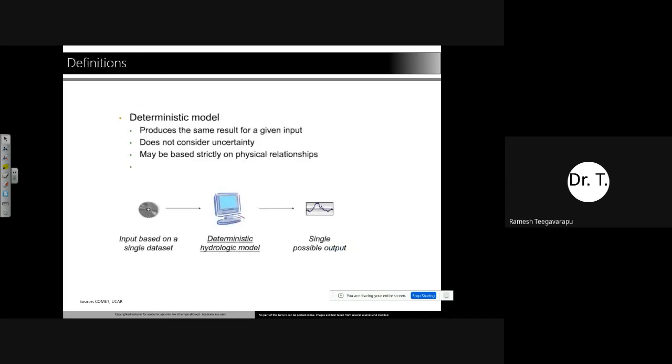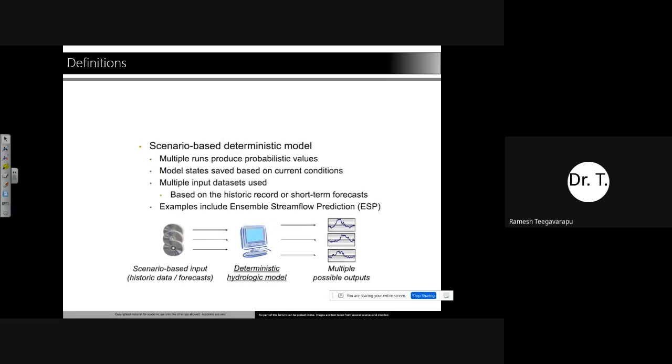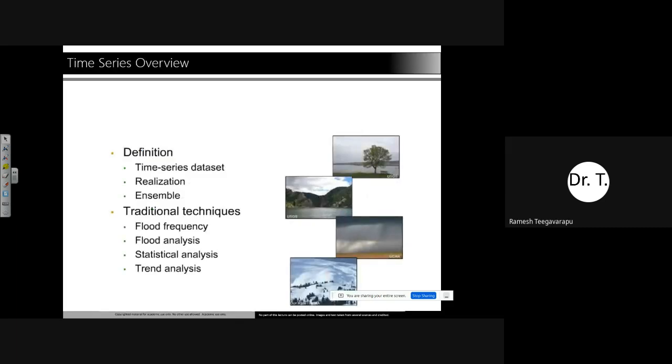So a deterministic model just produces one single output, right? We just take the input data set, put it in the model, and then you get it. A stochastic model, on the other hand, is what we call the probabilistic model, where we put the random variable of input data to account for the uncertainty, and then we can get multiple outputs. Then we talked about scenario-based deterministic model. That means we change the scenario and we get multiple outputs. It's the same deterministic model, and we are trying to get different results because we changed the initial conditions or any type of changes from the historical record.